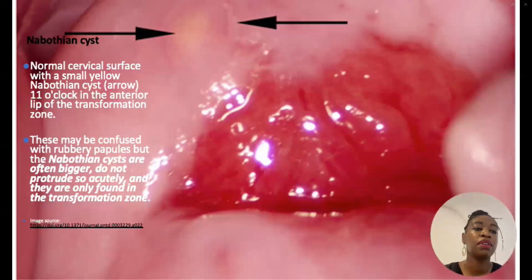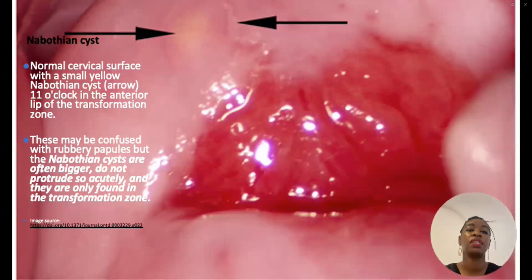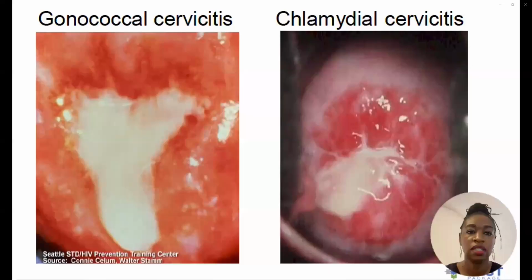So they may be confused with rubbery papules, but you can see Nabothian cysts are often bigger, and they also do not protrude from the surface. Remember, a Nabothian cyst just shows you the demarcation of the internal endocervix and the ectocervix, where some of the mucus plug was trapped, so it shows you where that demarcation is.